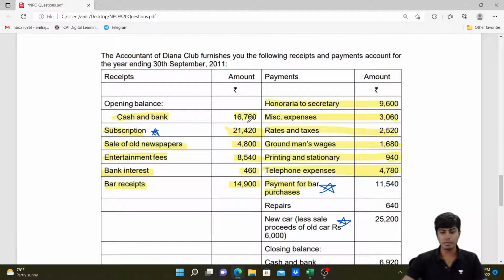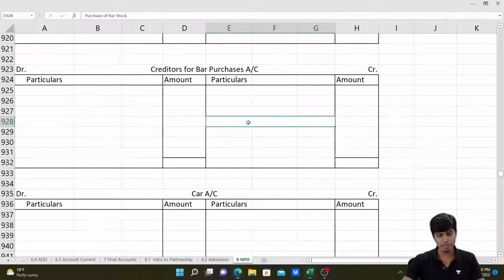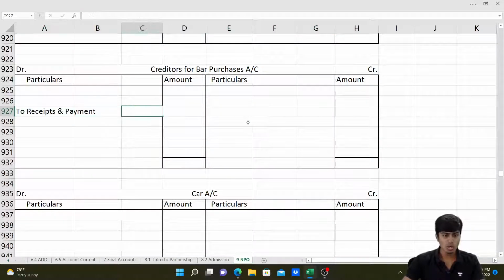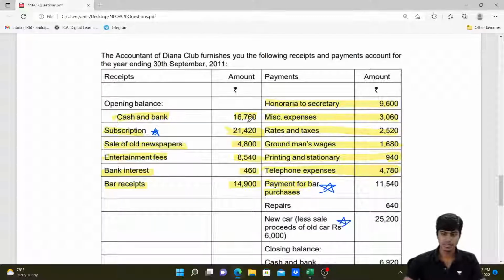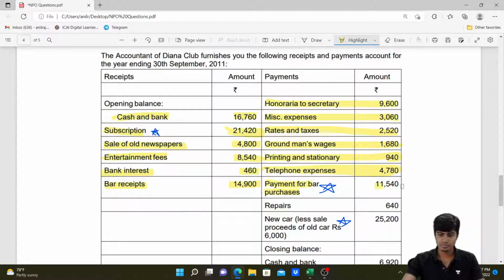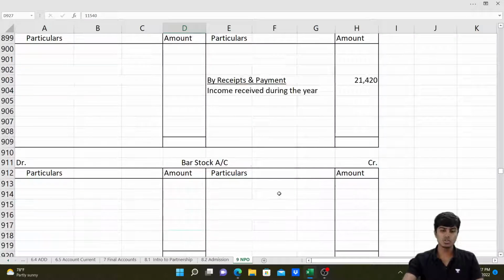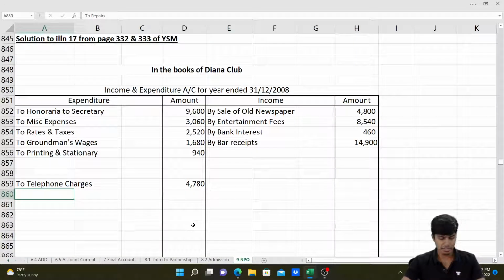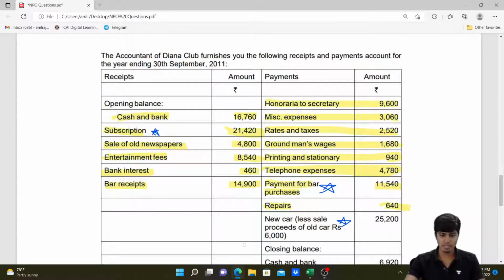So payment for bar purchases, let me write it in the creditors for bar purchases account. In receipts and payment, I've written 'by payment for bar purchases'. So in my creditors for bar purchases account, I'll write 'to receipts and payment account' 11,540. Great. What do we have after that? Then we have repairs 640. There is no adjustment. This repair payment is our expense. I'll write 'to repairs' 640 rupees. What do we have after that?